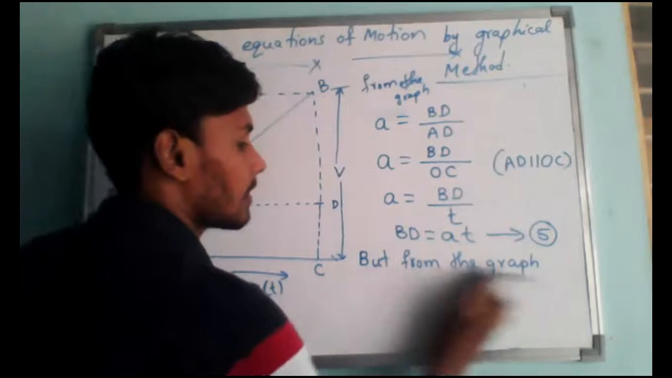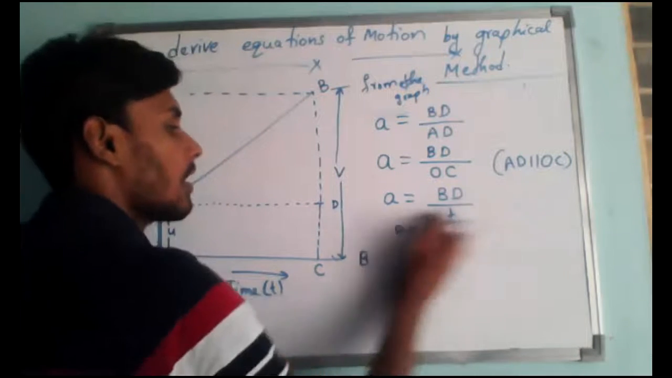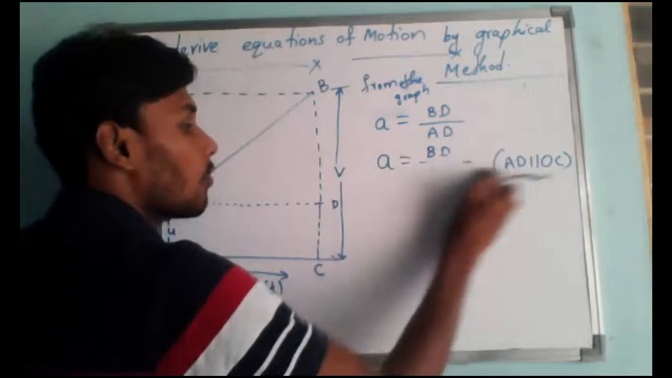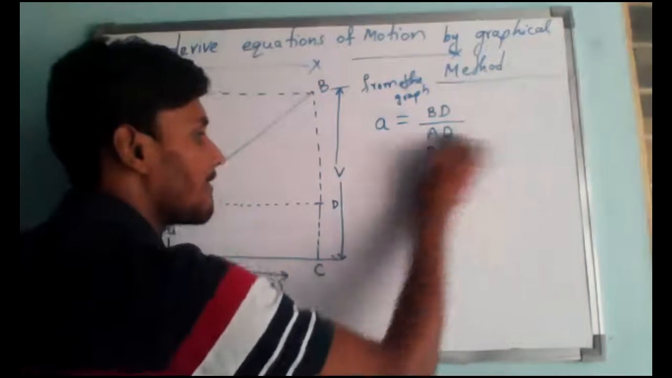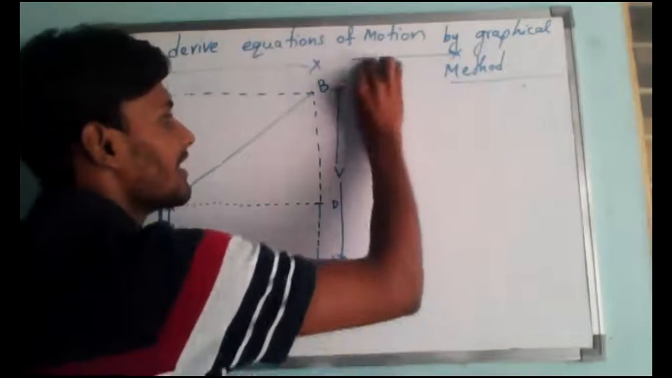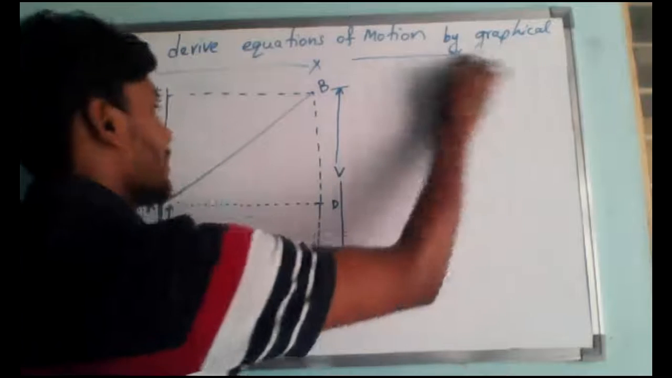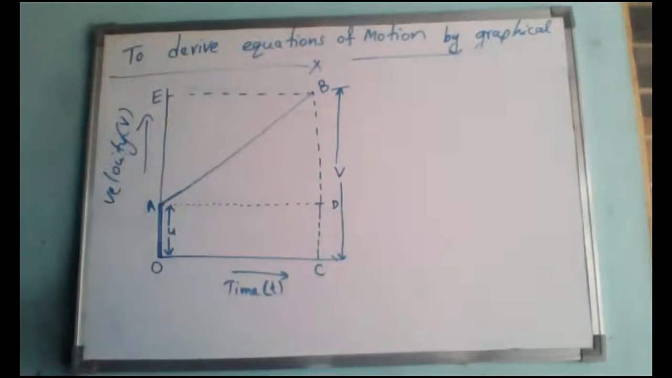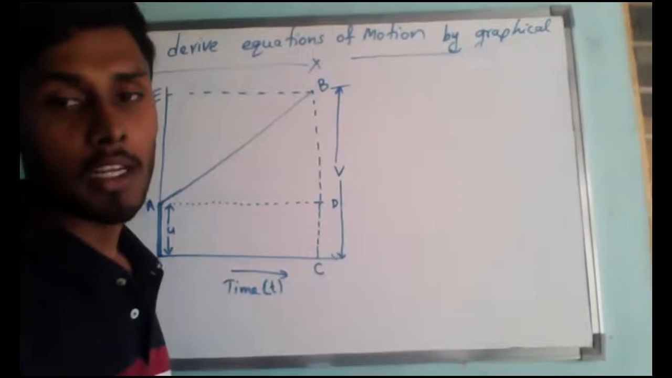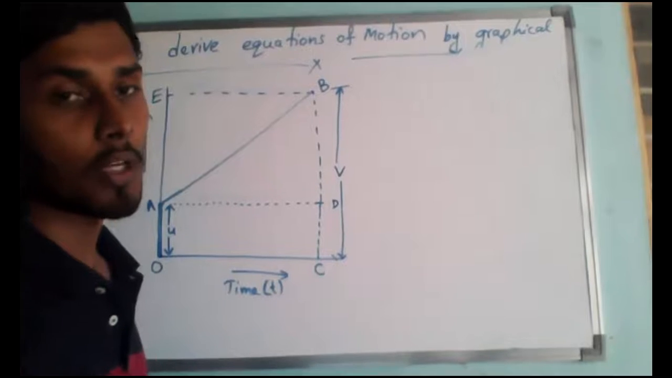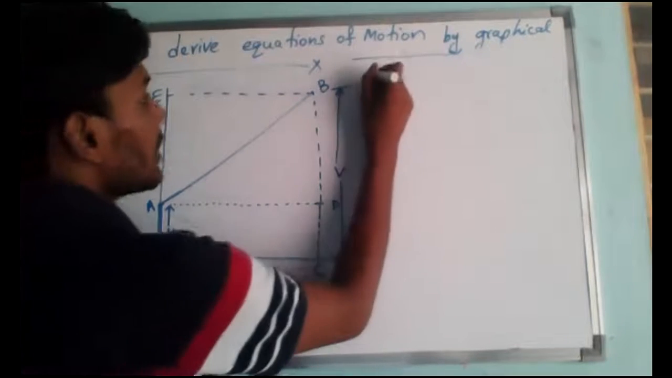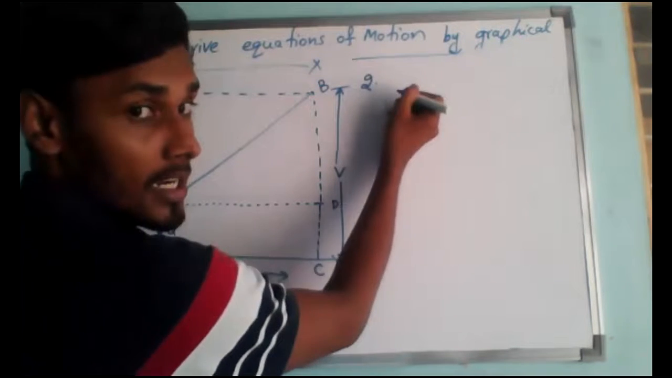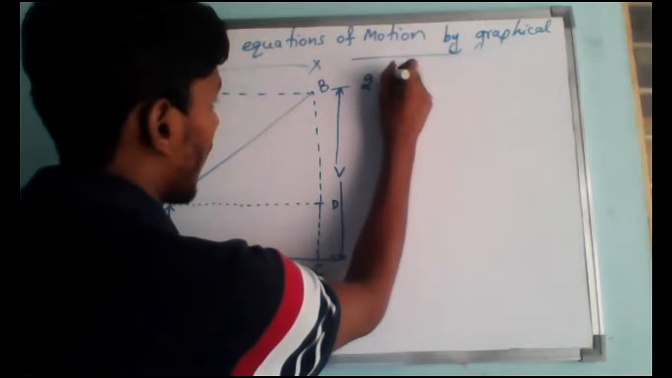S is equal to ut plus half at square, 1 by 2 at square. Now, shall we go for the derivation? Observe very carefully. Very, very simple. The second equation is the simplest equation. So again, keep heading: Question number 2.